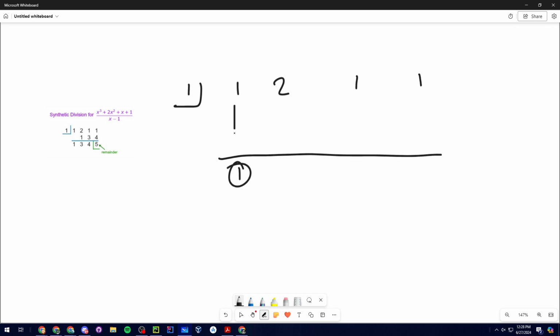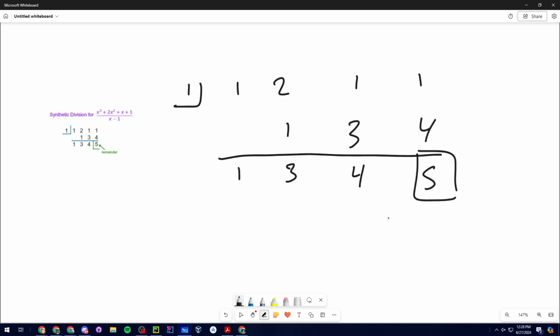This number over here is always going to be this number, so move it down. And the algorithm is multiply your root and your number over here. So 1 times 1 is 1. Add down, you get 3. 1 times 3 is 3. So you get this. Add down is 4. 4, and then you get 5.